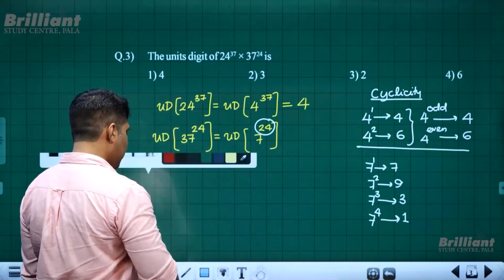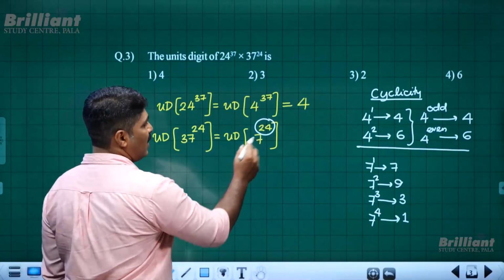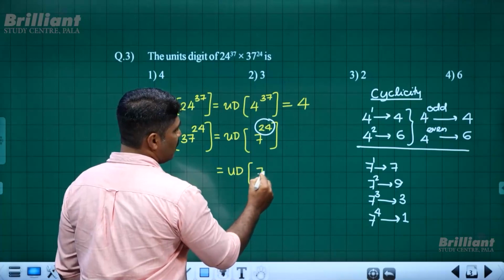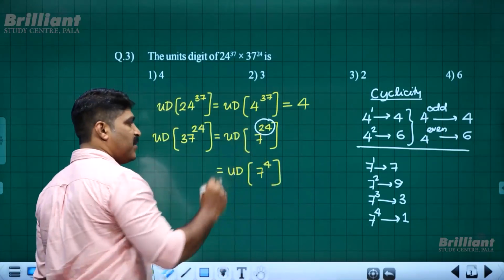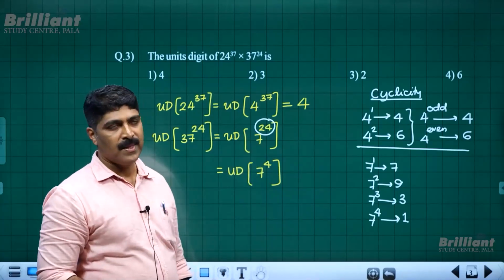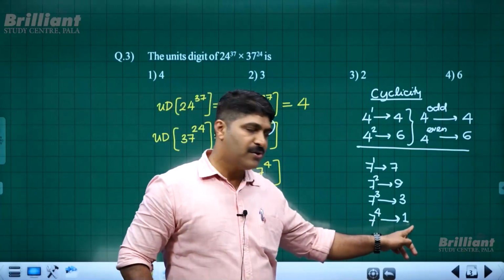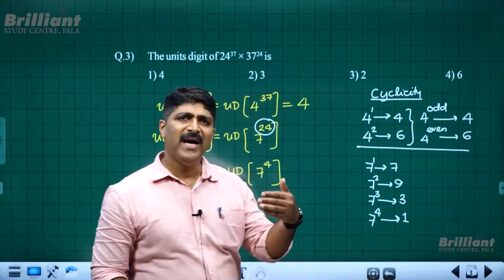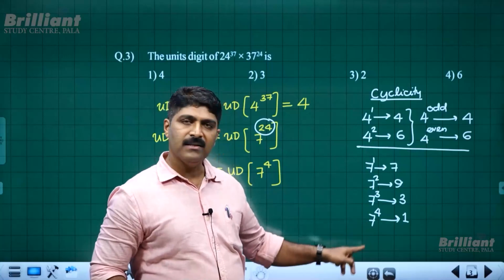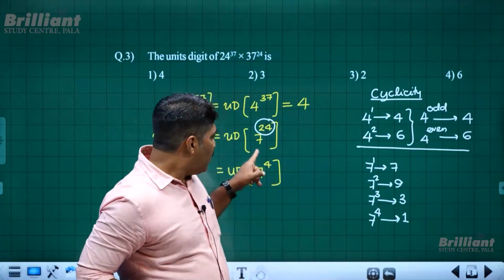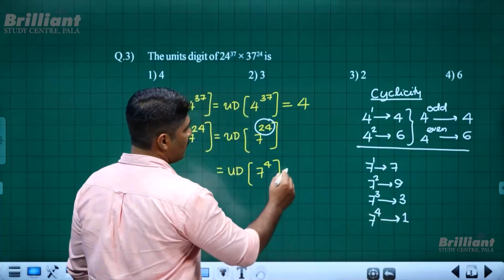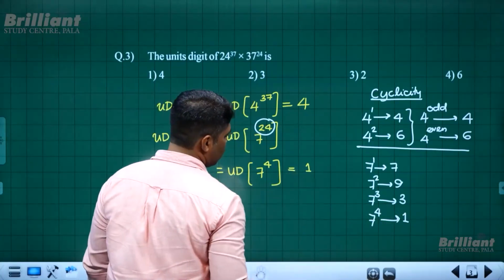This unit digit is the same as the unit digit of 7 raised to 4. If the exponent is a multiple of 4, that is the same as 7 raised to 4. So what is the unit digit of 7 raised to 4? That is equal to 1. Why are we considering it like that? When we count the exponents 1, 2, 3, 4, 5, 6 and so on, this 24 will end here. Therefore its unit digit is 1. So here we got the unit digit is 1.